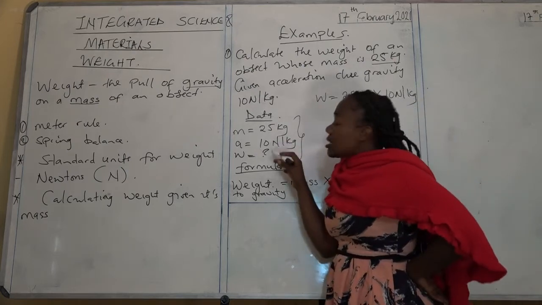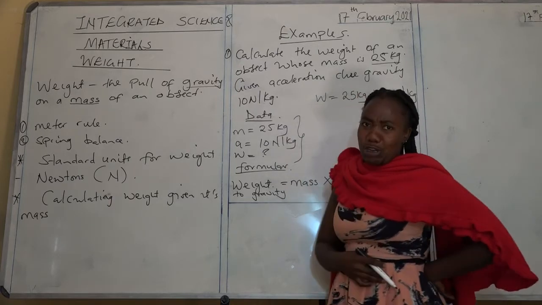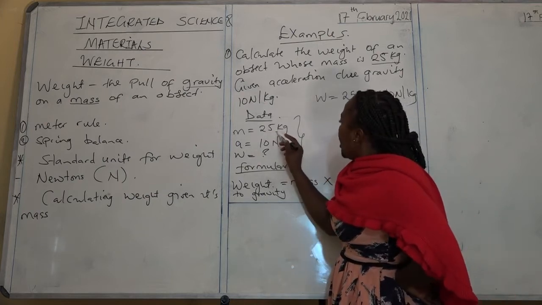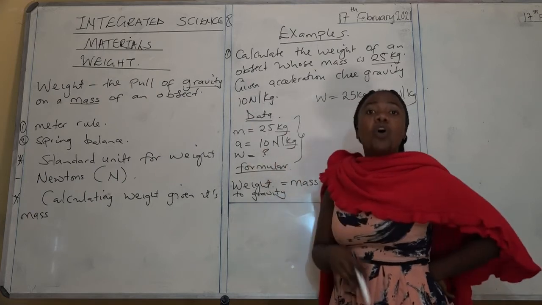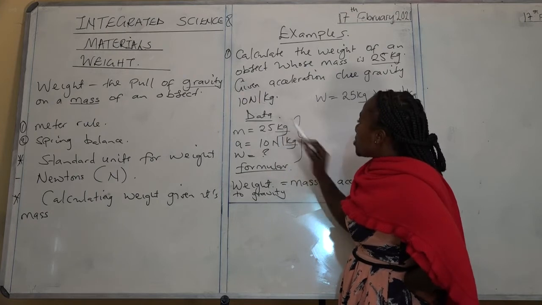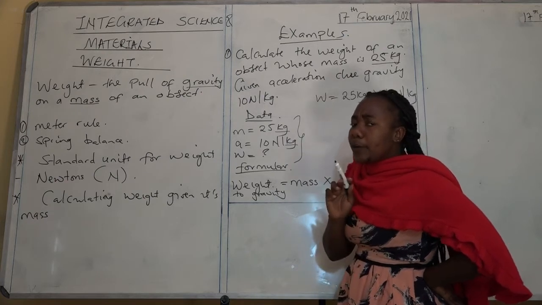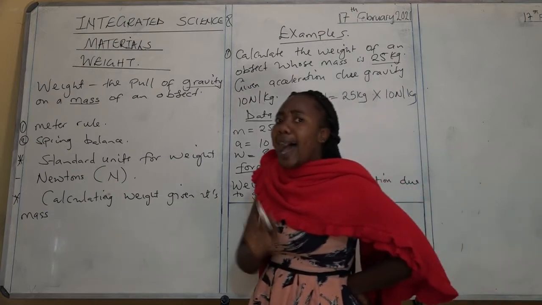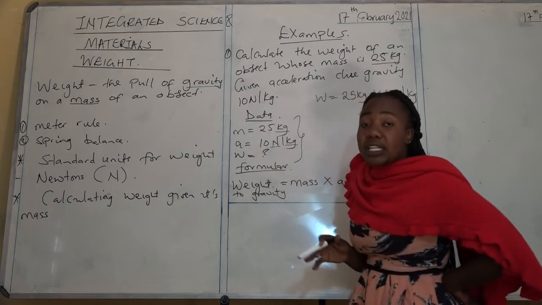When you look at this information, you look at the SI units. Do they match, class? On the mass we have kg, and on the acceleration due to gravity we have kg as well. So we'll go directly into calculating because the SI units match. We said the SI units for weight are newtons, denoted by capital letter N. So we'll go directly into calculating.